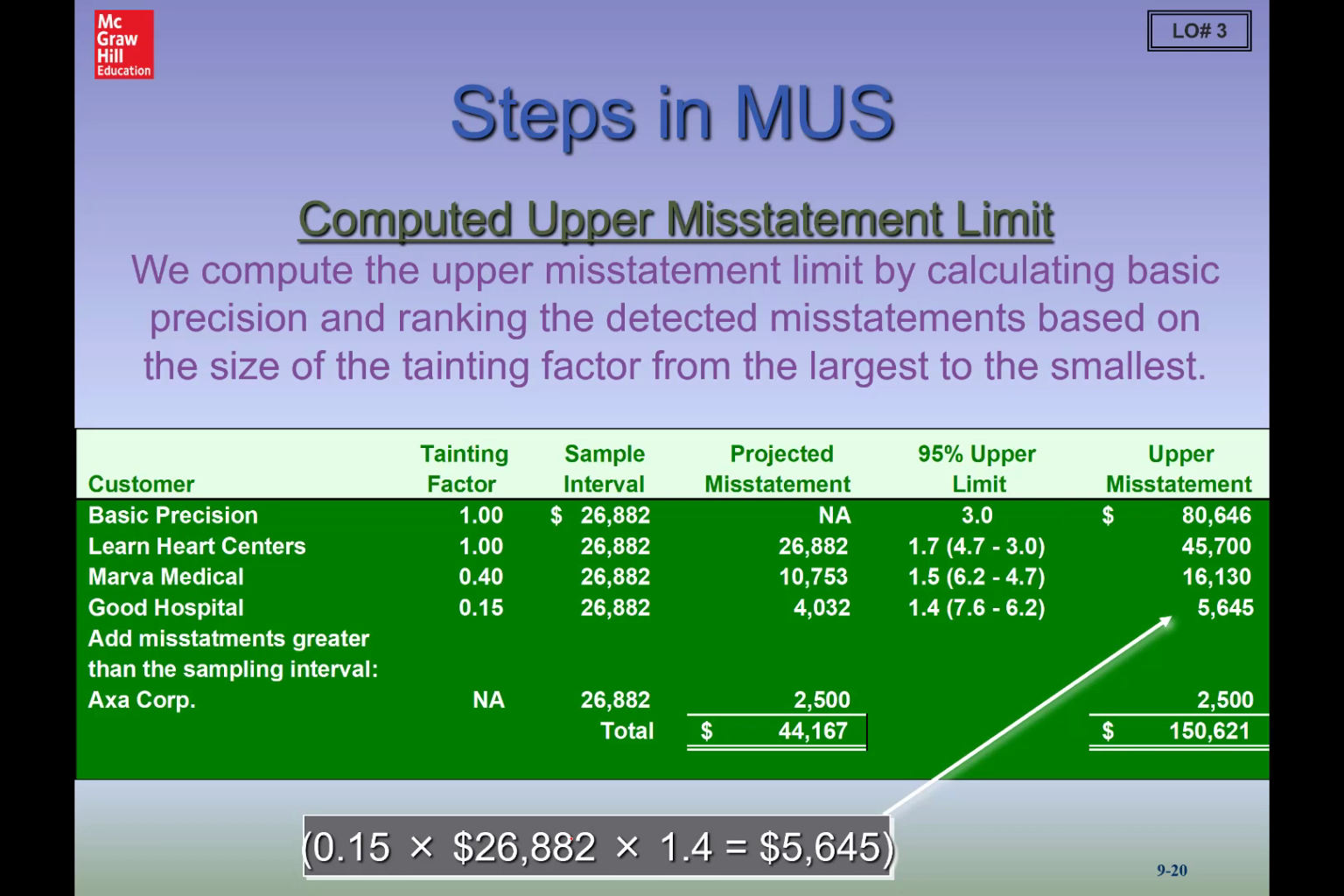Again, for items that were bigger than the interval, the AXA, we just bring the 2,500 over, don't we? We do not apply the tainting factor. We do not calculate that upper limit like that. We just bring whatever the error was over to the projected upper misstatement.